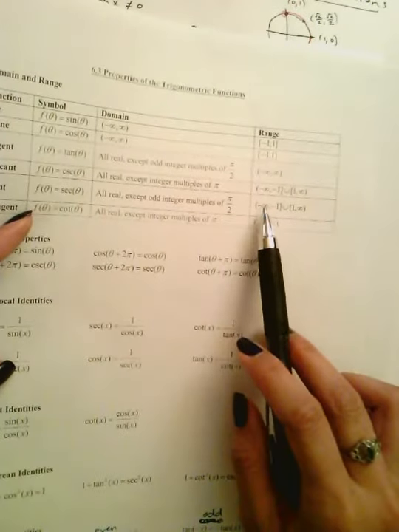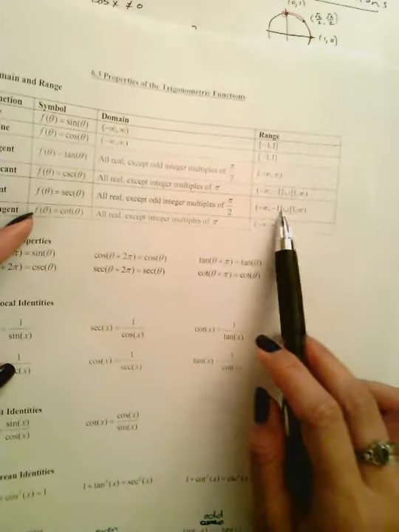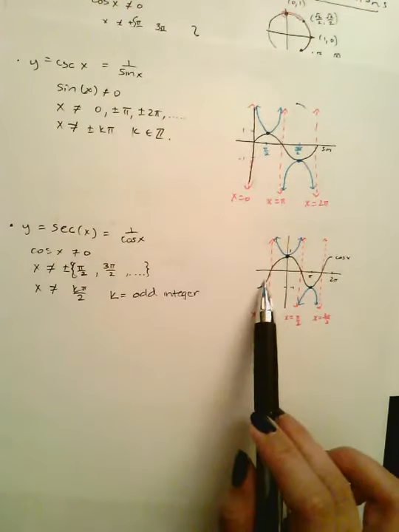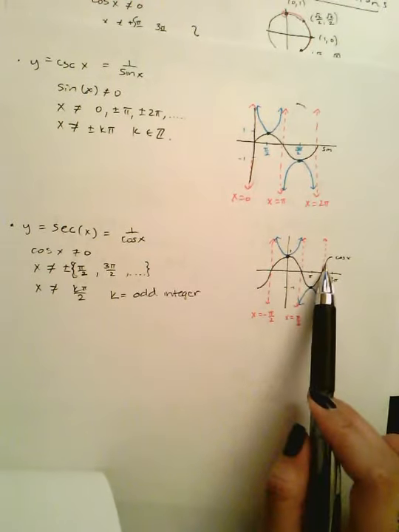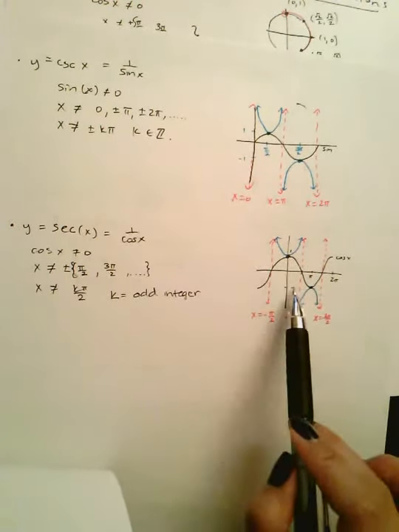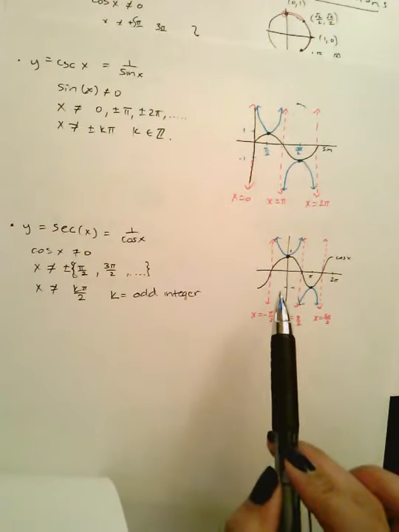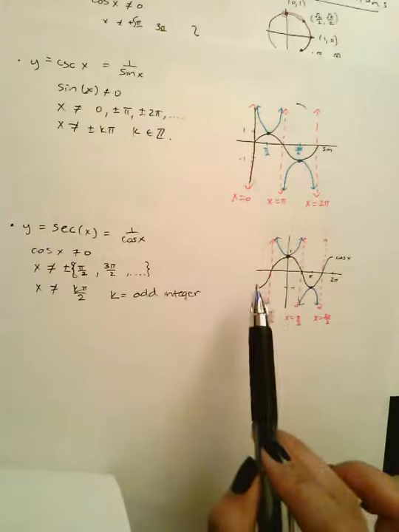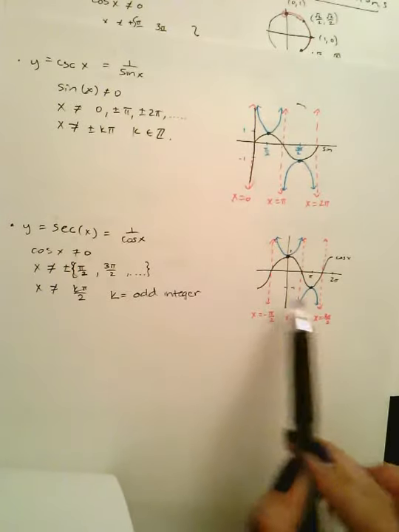For the secant function, it's going to go between negative infinity and negative 1, union 1 to infinity, including the negative 1 and including the 1. So nothing between the negative 1 and 1 is included for the secant function, but everything above the 1 is included and everything below the negative 1 is included, which means that the range is 1 to infinity, and negative infinity to negative 1 also. So that would be this one.